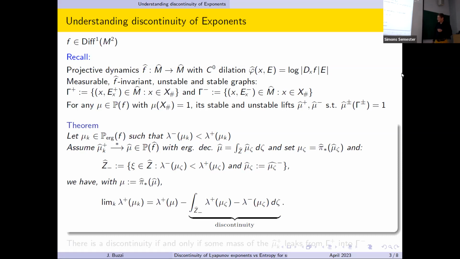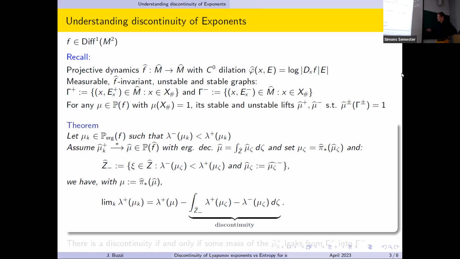Okay, and now the punchline. We write mu for the projection of mu hat. I mean, our objects are defined in the projective extension, and we project them. What we claim is that the limit of the top exponents of the mu k is equal to the top exponent of the limit. If we didn't have anything more, this would be saying that this exponent is continuous, and the defect in continuity comes from this term.